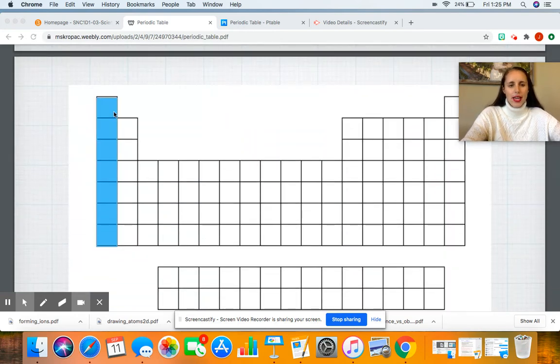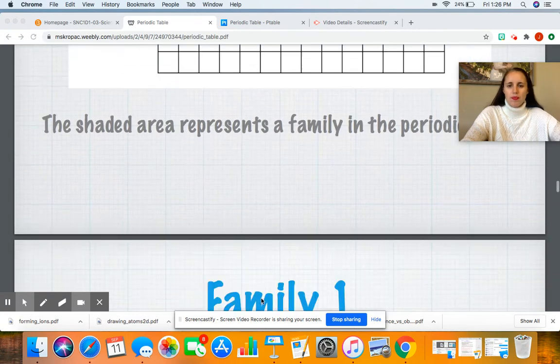If you actually count, we have 1, 2, 3, all the way to 18 families. In chemistry, we're going to be focusing mostly on groups 1, 2, 13, 14, 15, 16, 17, and 18. This middle part, these are the transition metals. We're going to talk about them briefly. This part down here, lanthanides and actinides, we're going to talk about in grade 11 chemistry.